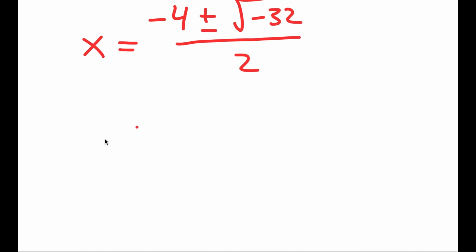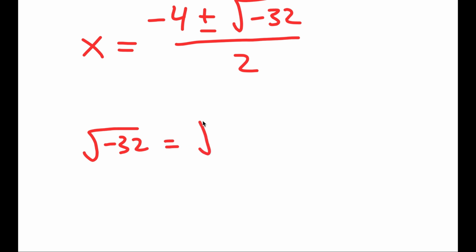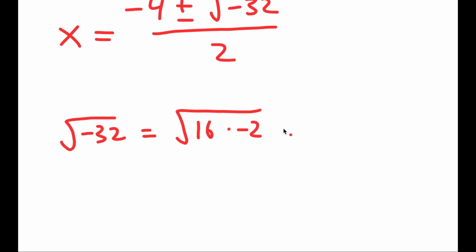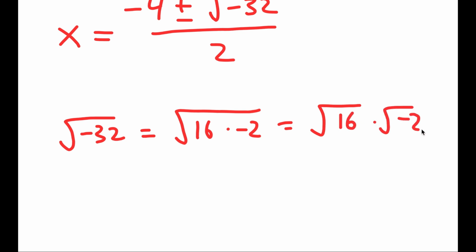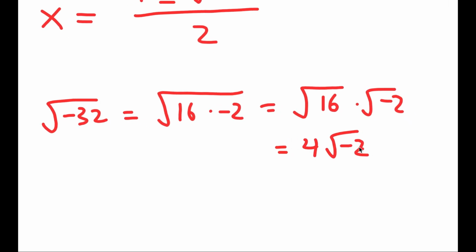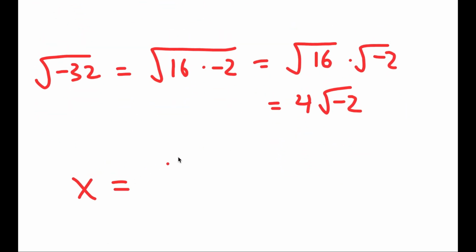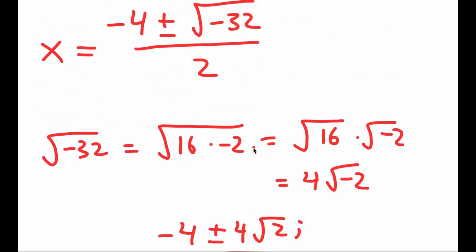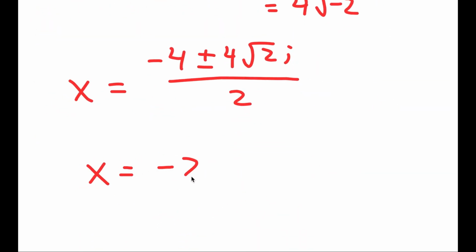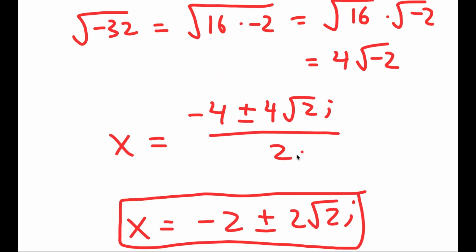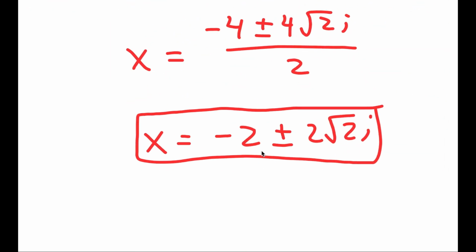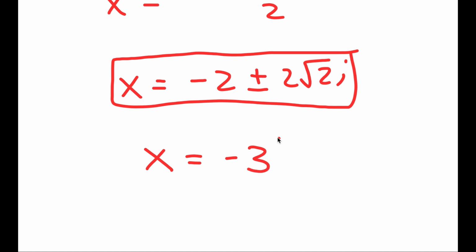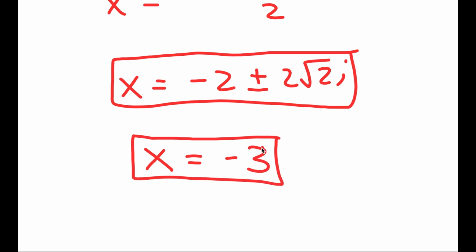Now from here, the square root of negative 32 is equal to the square root of 16 times negative 2, which is equal to the square root of 16 times the square root of negative 2, which is equal to 4 root negative 2. So I get x is equal to negative 4 plus or minus 4 root 2i, which is the same thing as 4 root negative 2, all over 2. And this is equal to negative 2 plus or minus 2 root 2i. So these are my 3 solutions to this equation.